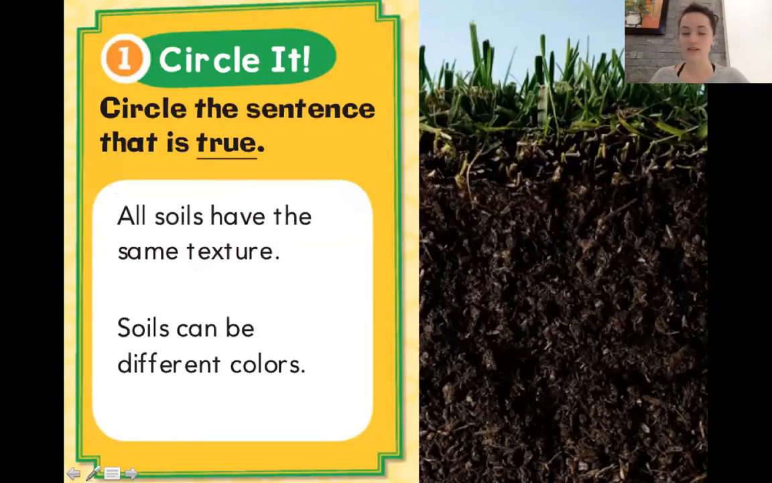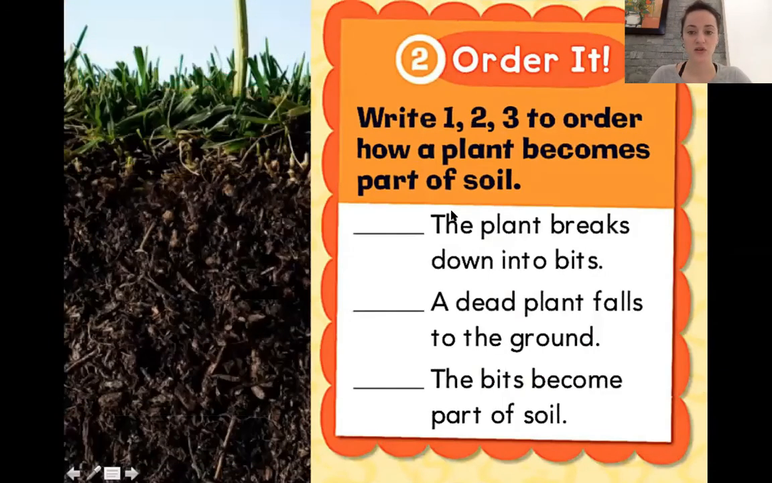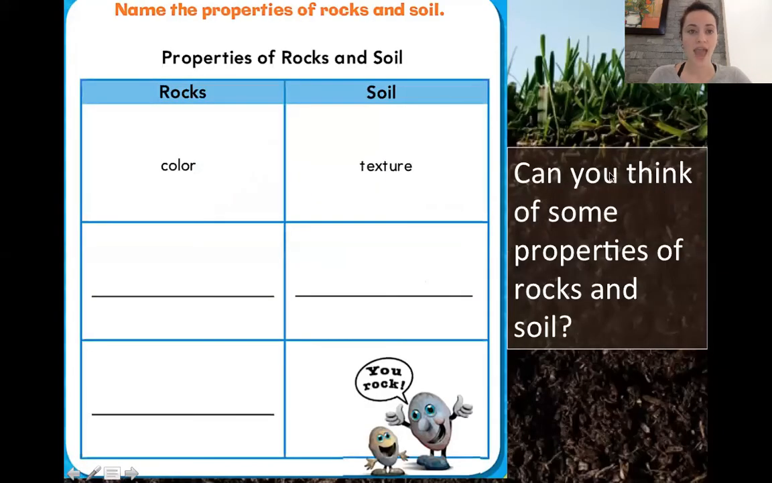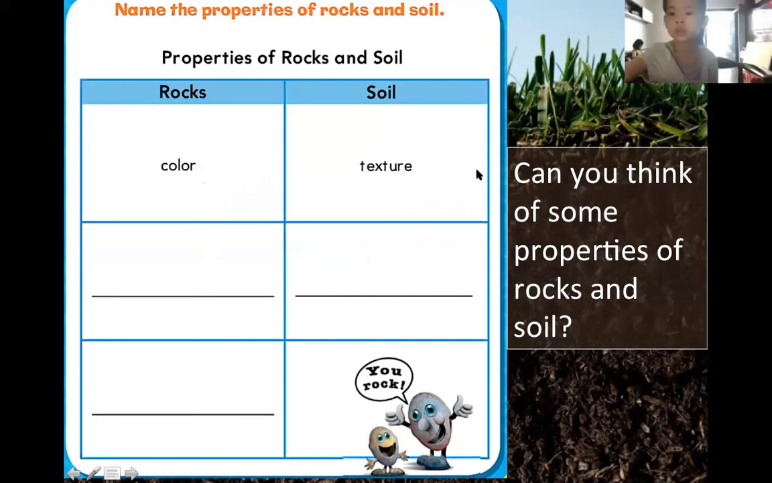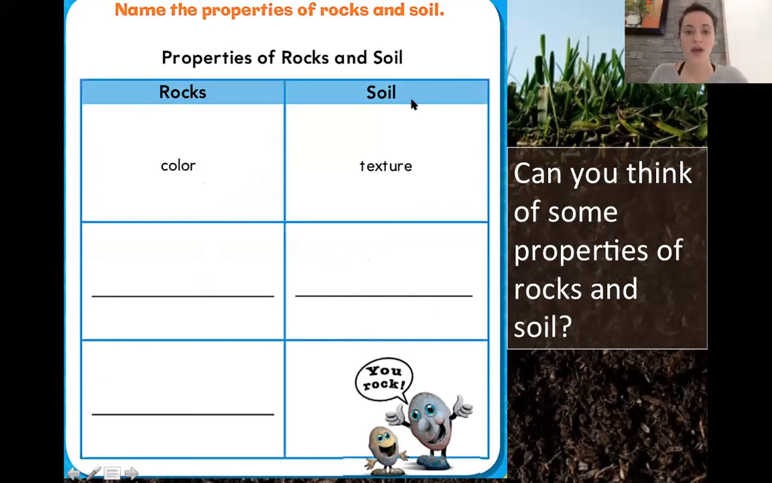Okay, sadly, we don't have time to play our two games. That's okay. So, properties of rocks and soil. Properties of rocks could be color, size, and what's the third one, everybody? Color, size, and? Shape. Good, shape. Color, size, and shape. Soil can have different textures and different colors.